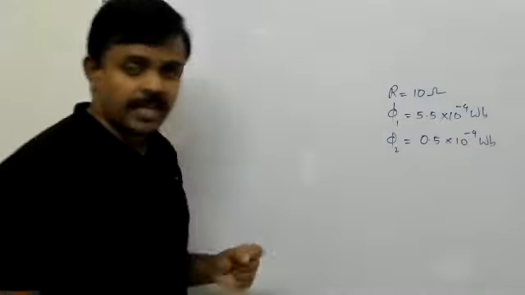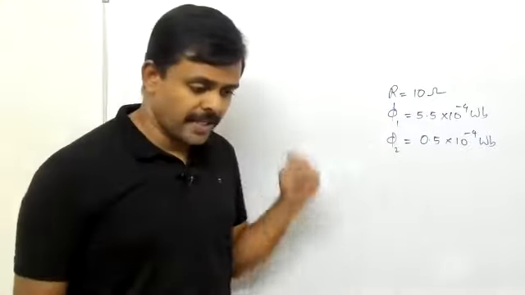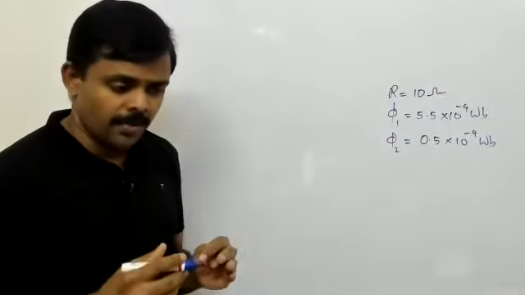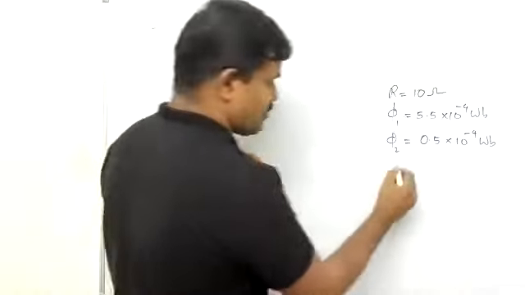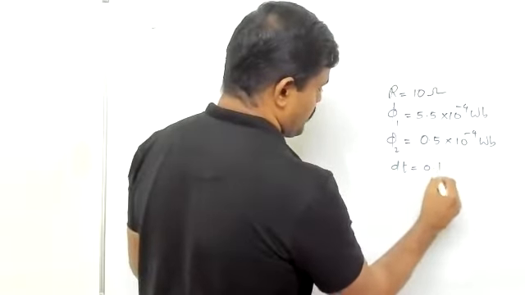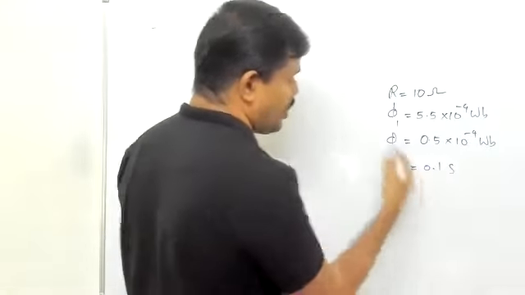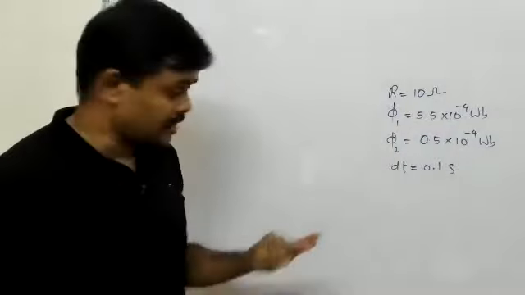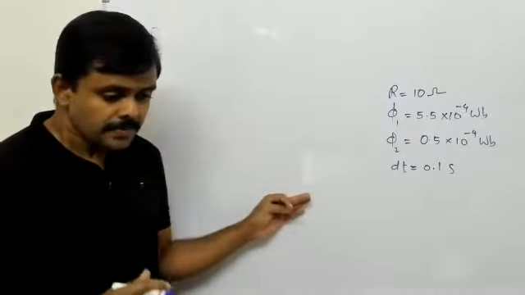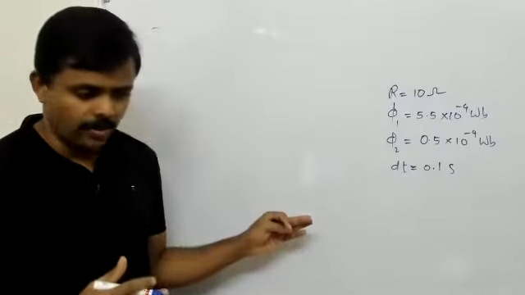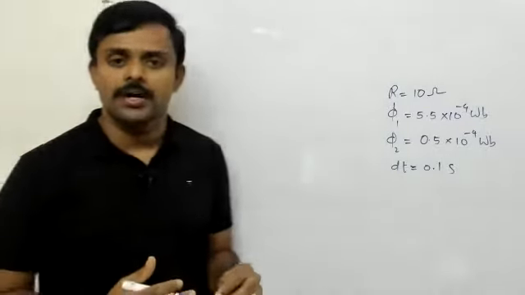Right. So you've been given the initial flux and the final flux. And this happens within a time of 0.1 second. So time interval is also given. dt is equal to 0.1 second. So in this chapter, if you write down the data, you'll definitely get the answer to the question. Okay, it's an easy question. Find the EMF generated in volts and charge flowing through the coil in coulombs.